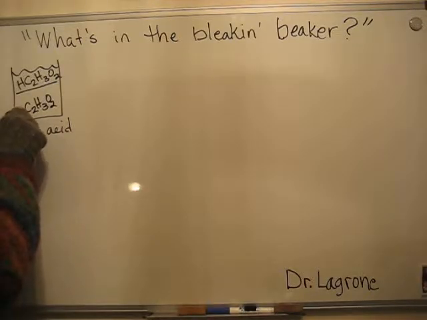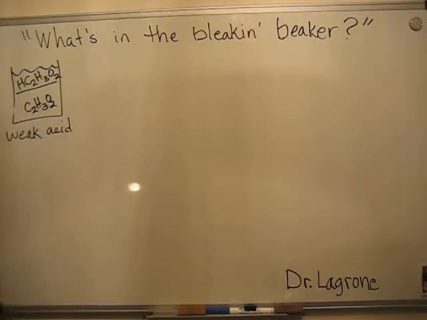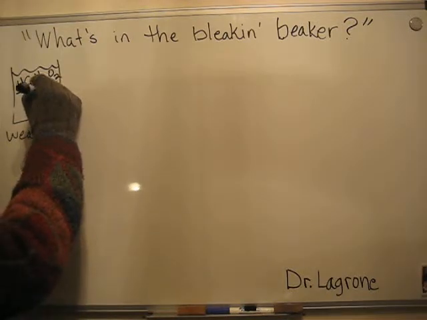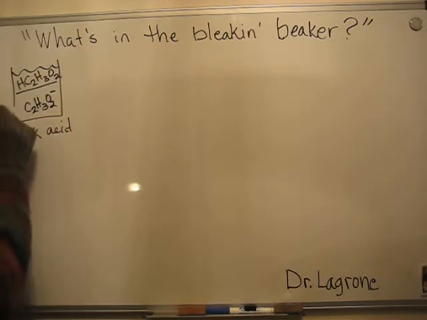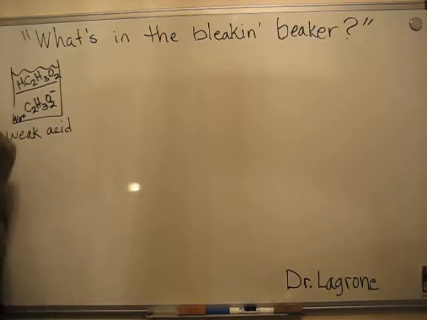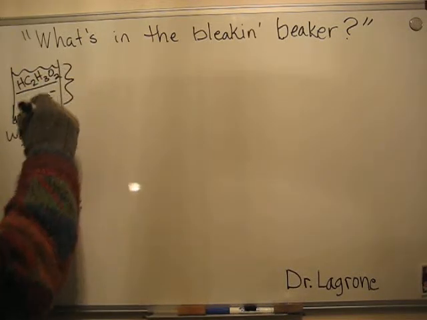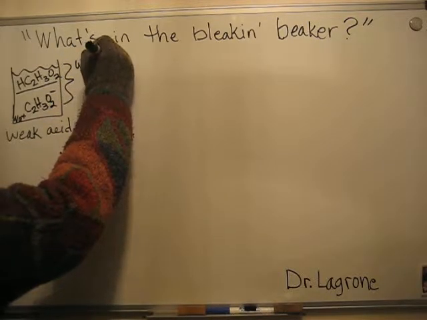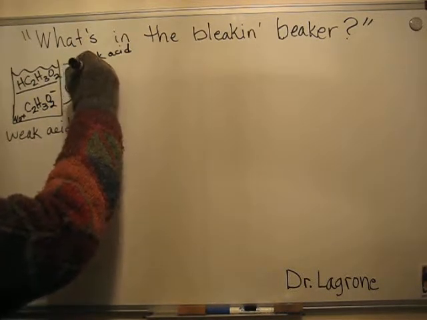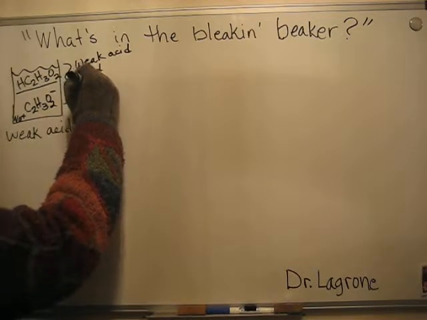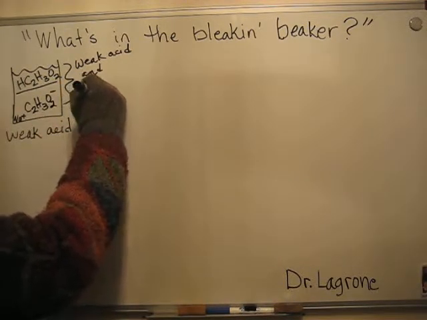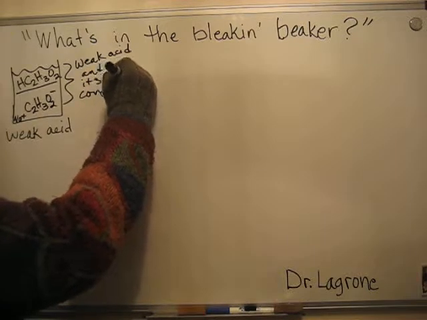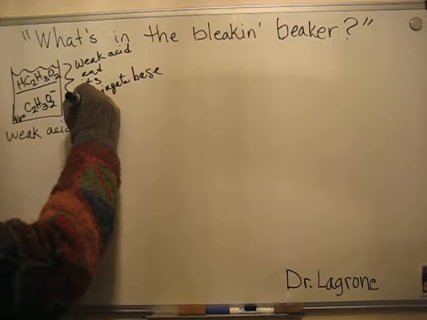If our salt is soluble, it 100% ionizes, so we don't have sodium acetate in the beaker. We have acetate ion, and floating around, we have sodium ion. Now we already know sodium ion in solution is a spectator. So the two things that interest us in this bleakin beaker are the weak acid and its conjugate base, which came from a salt.